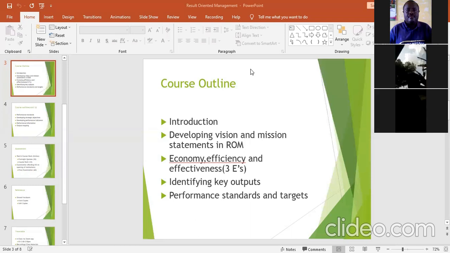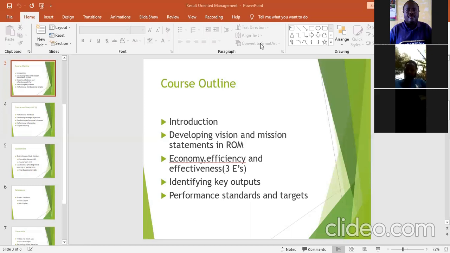Another benefit of ROM, minimization of wastage. Even from the definition, because we have said ROM is a concept which concentrates attention on the achievement of results economically, and also these results must be achieved putting emphasis on efficiency and effectiveness. Therefore, there must be minimization of wastage of materials. Whatever you are given as far as inputs, you have to make sure that you minimize wastage.